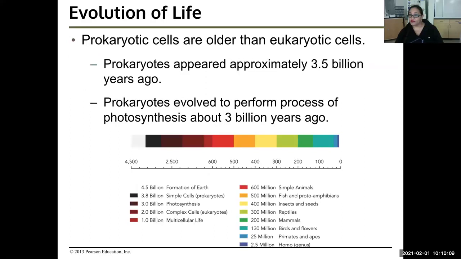Prokaryotic cells are older than eukaryotic cells. Single cells evolved first and then kind of bunched up and grouped up together to become eukaryotic organisms. Prokaryotes appeared approximately 3.5 billion years ago, when they evolved to perform the process of photosynthesis about 3 billion years ago. We'll talk more extensively about that when we get to plants.